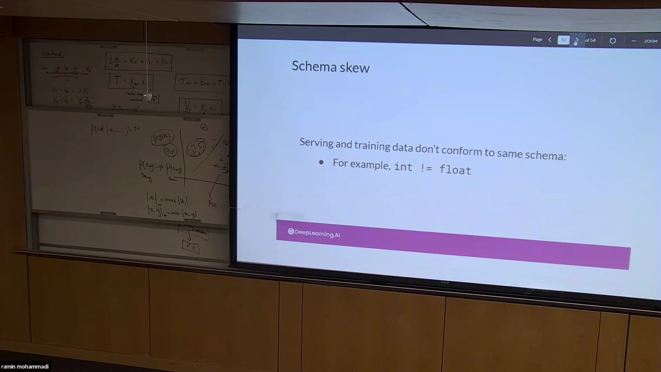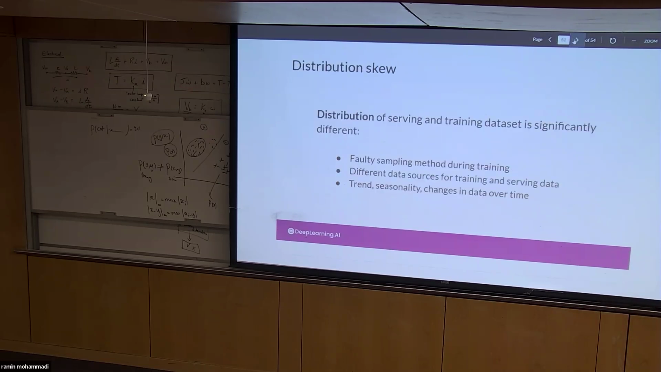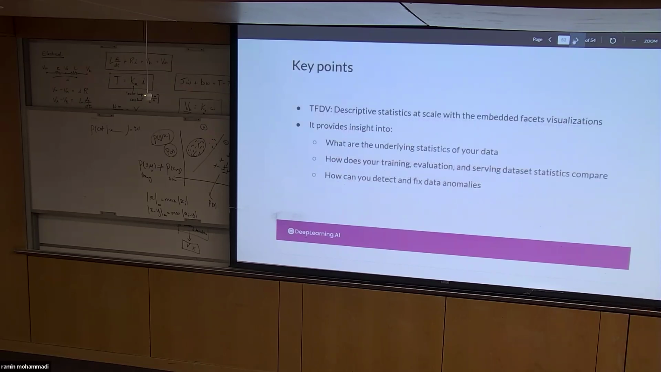The idea behind a schema skew is this: if you were expecting an integer and now you're receiving a float, that becomes the schema skew. Feature skew, as we just talked about, is when the basic transformations that you applied between training and serving are no longer the same. And distribution skew, which we already talked about, is when the distributions of the two datasets, between training and serving, no longer match. That becomes the distribution skew.